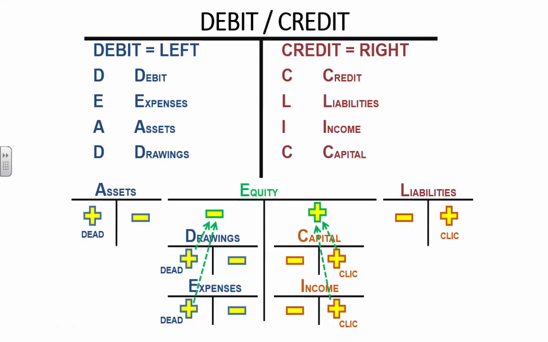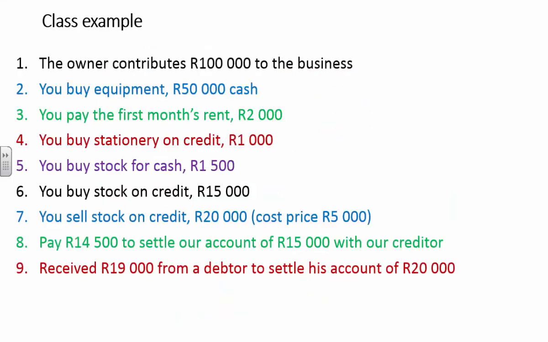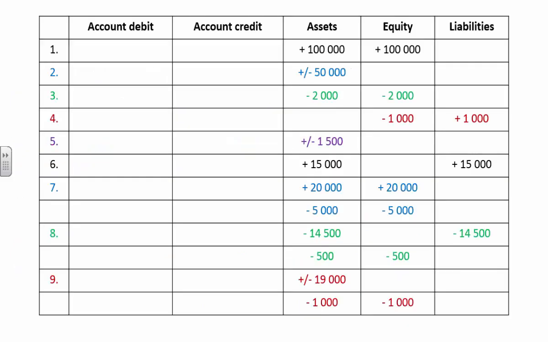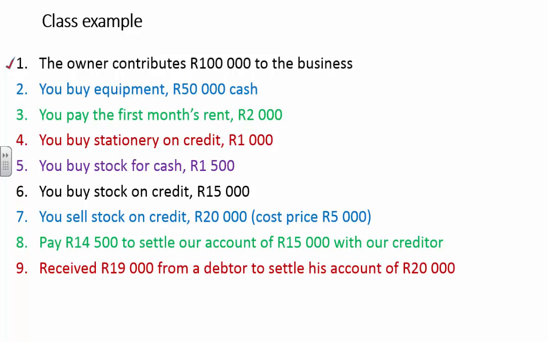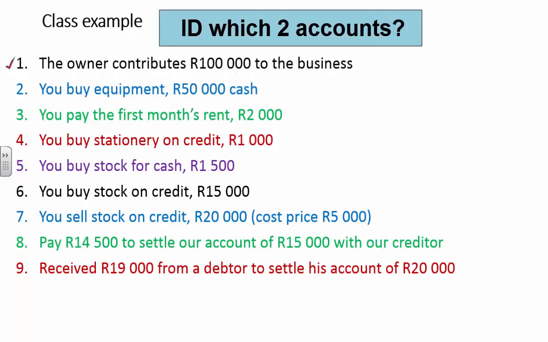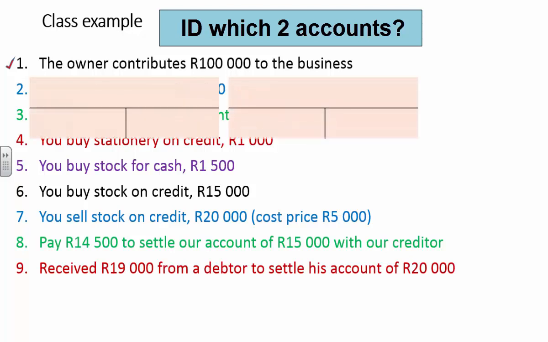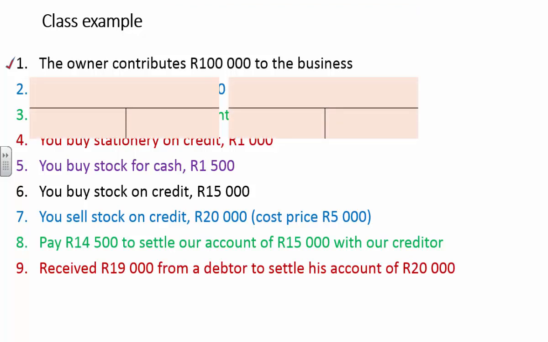Let's look at an example of how we apply DEAD and CLIC. We're going to use the same class example that we used in the accounting equation video. In that example, we only filled in the effects of each transaction on assets, equity, and liabilities. But in this video, we're going to look at which account do you debit and which account do you credit for each of these transactions. Our first transaction, the owner contributes 100,000 Rand to the business. First thing you need to do is identify which two accounts are affected with this transaction. The owner is contributing money, so the first account is bank. Where did it come from?